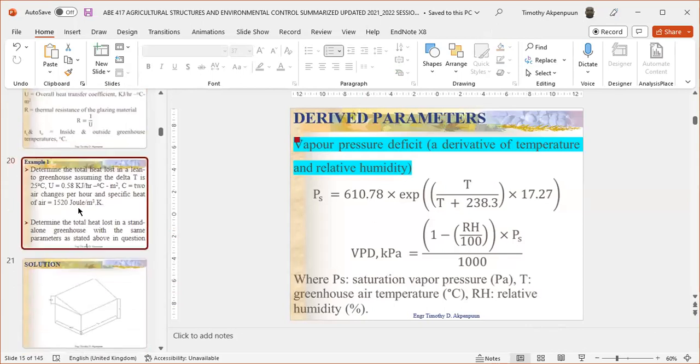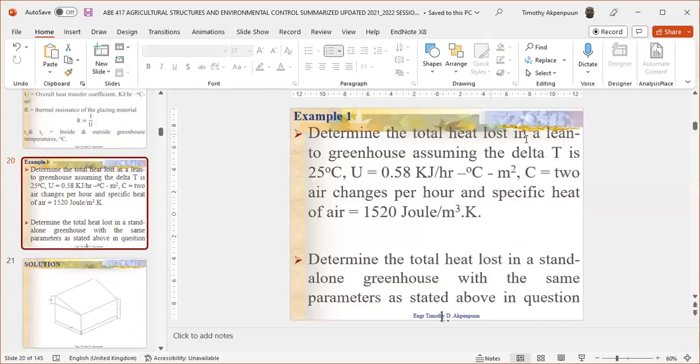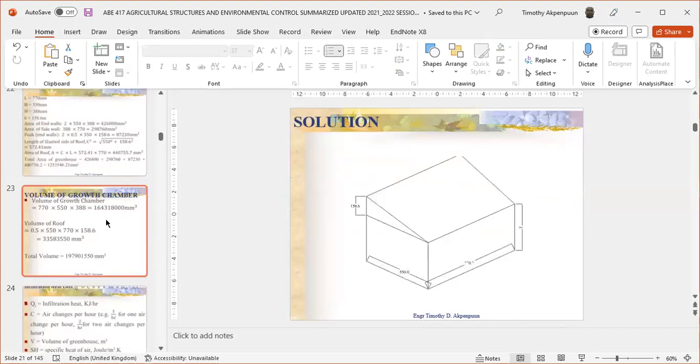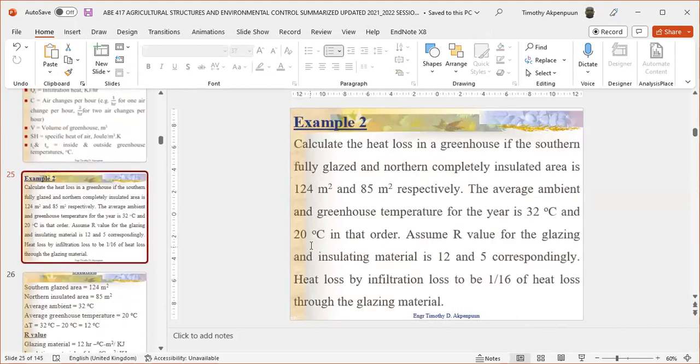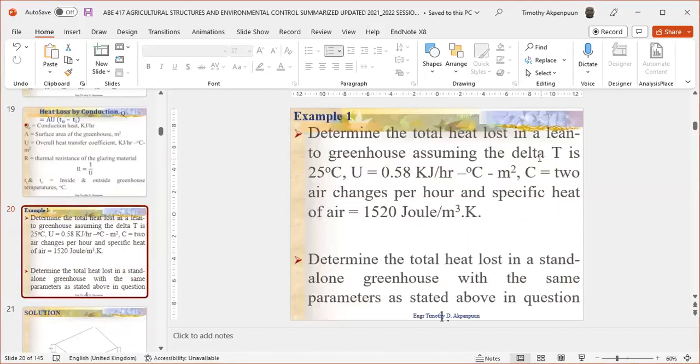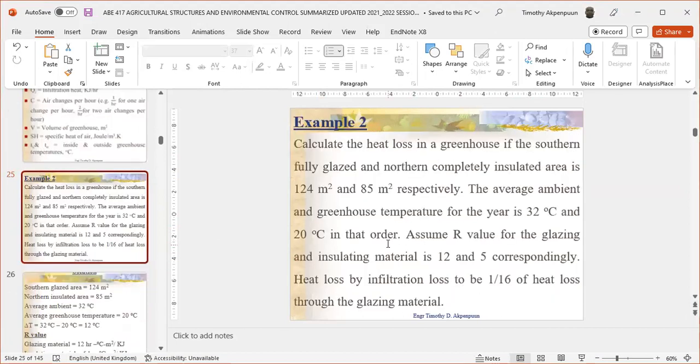Okay, so let's go. We did this thing, determine the heat, right? We talked about this, and I told you this example 2. Example 2 is formed from example 1. Example 1 says a lean-to greenhouse. So example 2 is what? A full greenhouse, a standalone greenhouse.